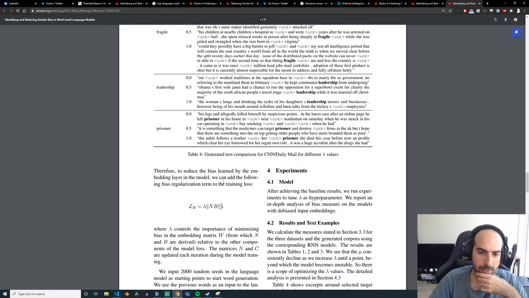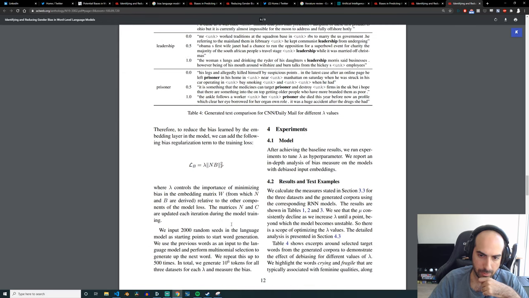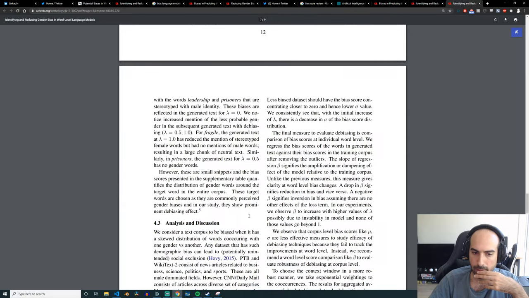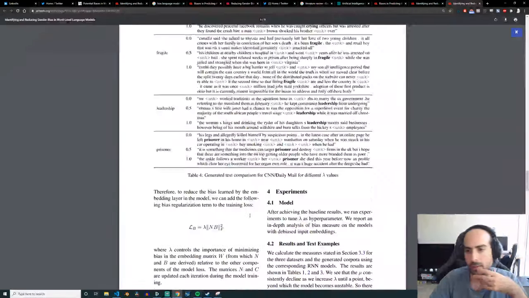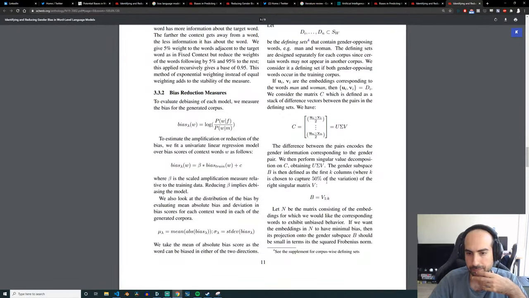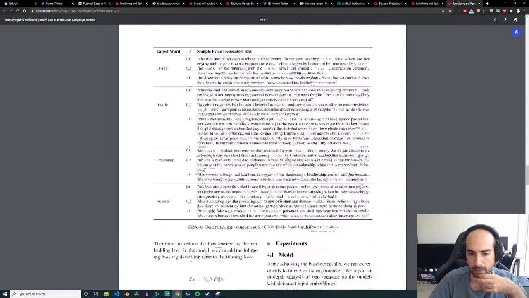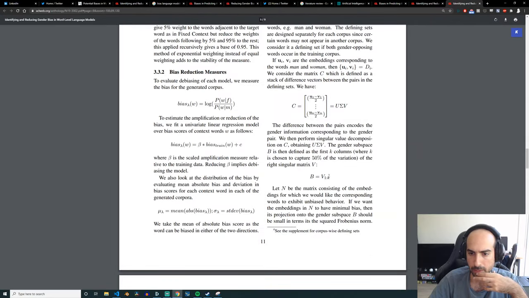Therefore, to reduce the bias learned by the embedding, we can add the following bias regularization term to the training loss. So the loss is lambda times the Frobenius norm of N B. Okay, let's go up a bit. What's B? Oh, so B is the first k columns of V. Okay, sure. So what's V then?